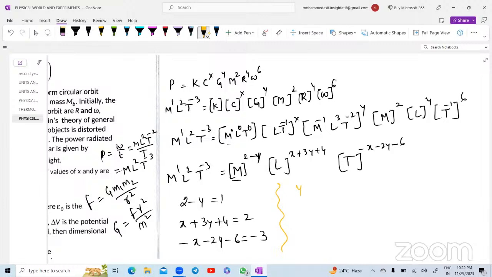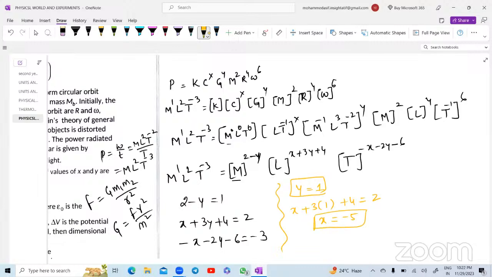पहले वाले में से y की वैल्यू कितनी आ जाएगी, y की वैल्यू विल बी इक्वल टू 1. y की वैल्यू लेके जाके इस सेकंड वाले में डाल दीजिए. So it is your x plus 3 into 1 plus 4 is equals to 2. तो x की वैल्यू कितनी आ रही बेटा, -5.